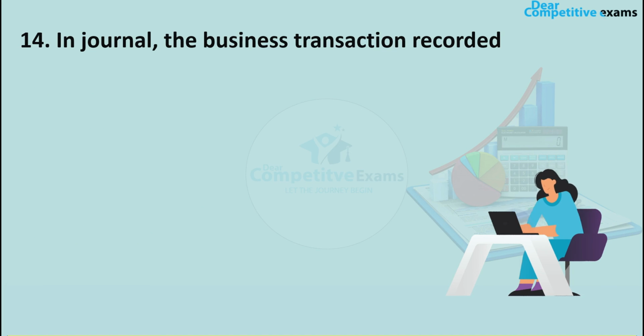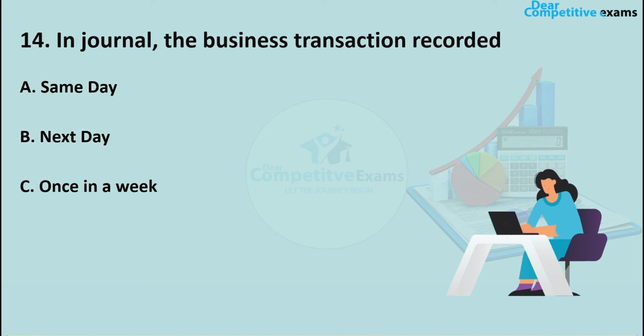In a journal, the business transaction is recorded how? On a daily basis, the same day, the next day, once in a week, or once in a month? As we know, in the journal book we record the business transactions on a daily basis, or I can say on the same day. It is known as the original entry. I mean, any transaction that takes place in accounting is recorded first in the journal, right?